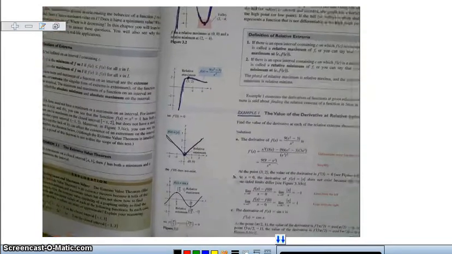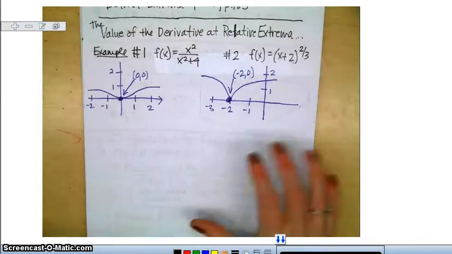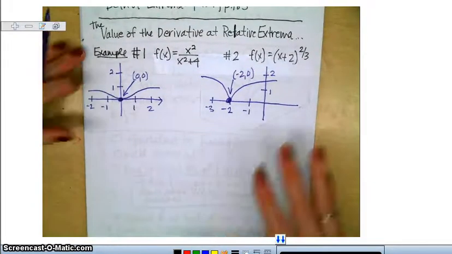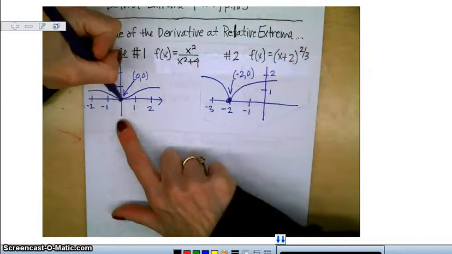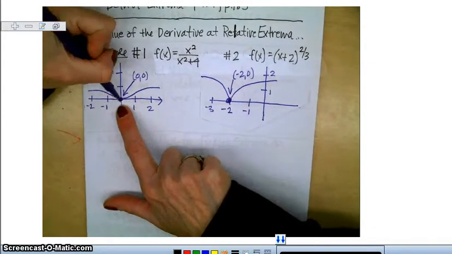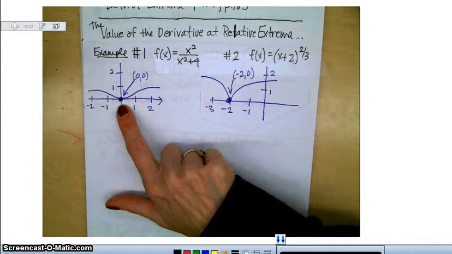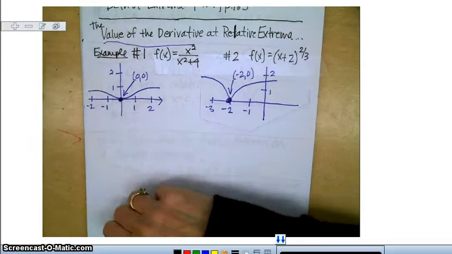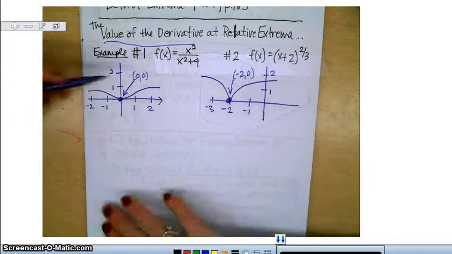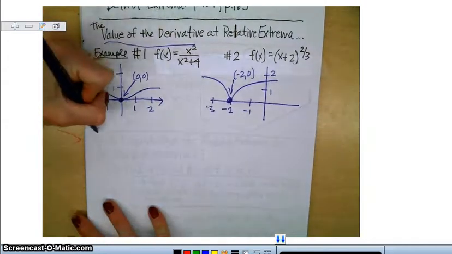So the first thing we're going to look at, in this example, is the value of the derivative at the relative extrema. So we've got a function here, and we have its graph, and here is its relative extrema. How do I know? Because it is the lowest point on the graph. So we just want to explore what is the value of the derivative at a relative extrema. In this case, how would I do that? I would just take the derivative. So find f prime of x.